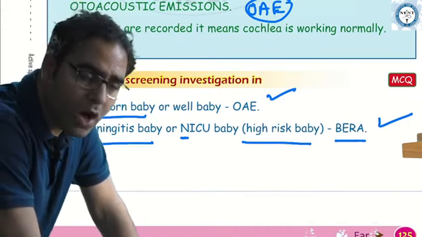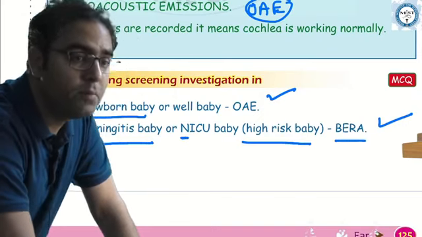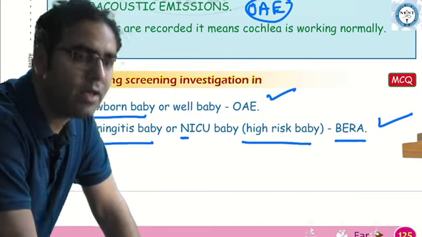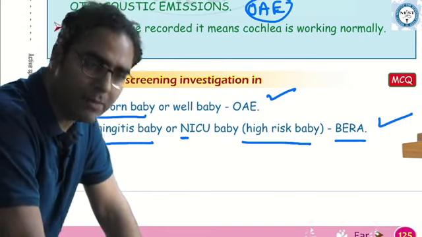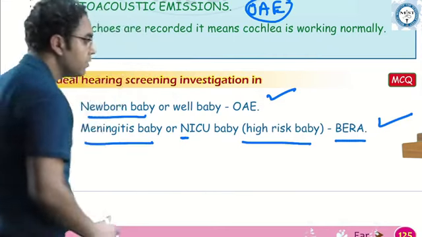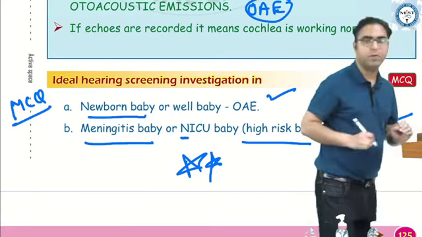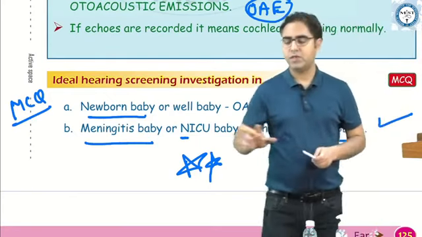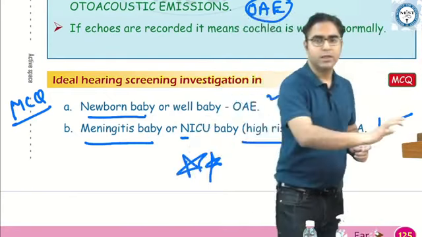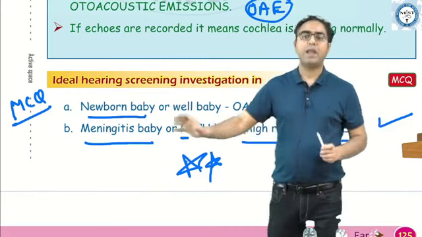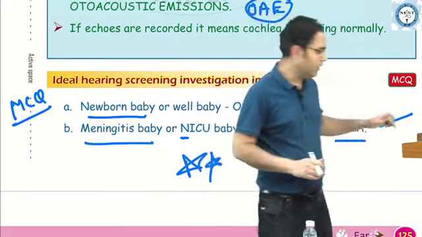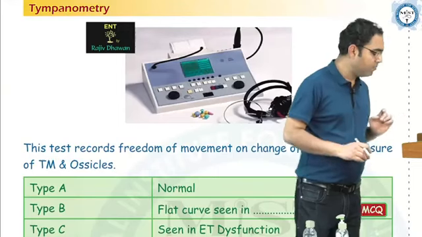For a normal neonate, OAE is a sufficient test. But for a high risk baby, BERA is a good test. Am I clear? Fine. This is a PG level question, but you never know. This is expected from all undergrads. They should know that if it's a normal newborn, you go for OAE. If it's a high risk newborn, you go for BERA. Okay, now, tympanometry.